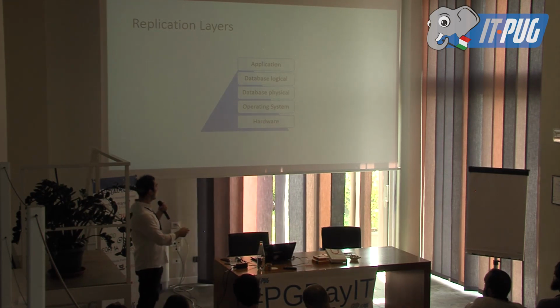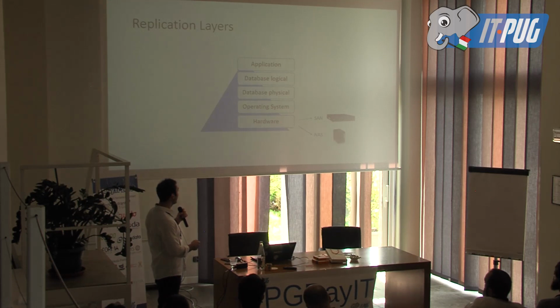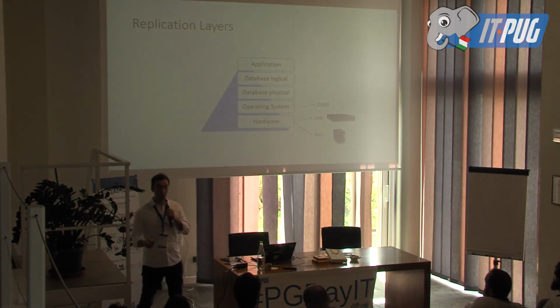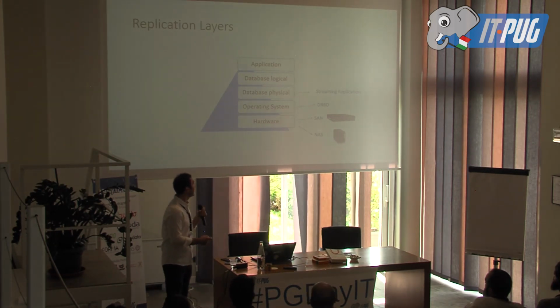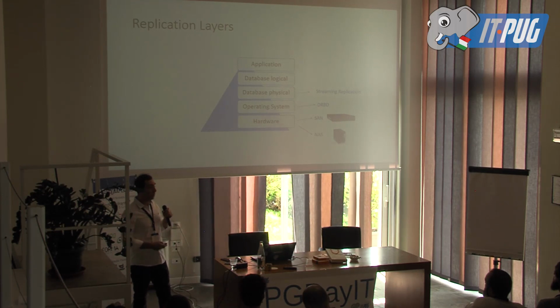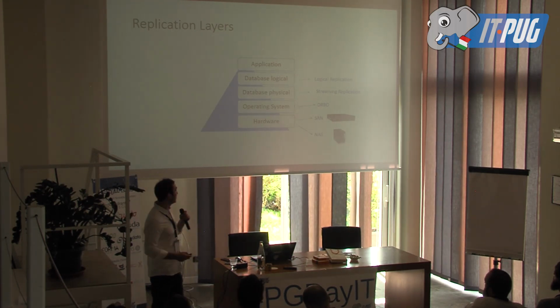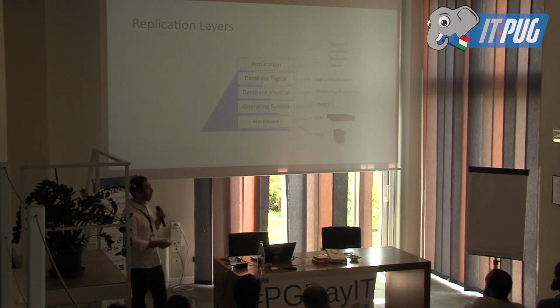We can do replication on the hardware layer by using SAN or NAS. We can do replication on the operating system layer. The most popular one is DRBD. We do replication on the database layer, such as streaming replication and logical replication. We also do replication on the application layer. These are the most popular ones.